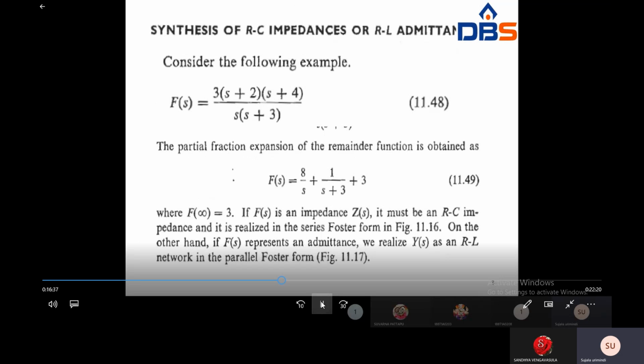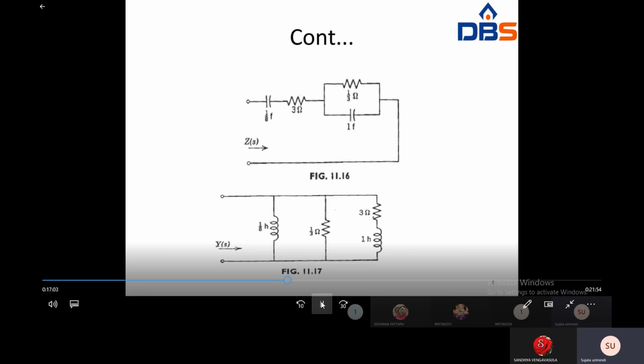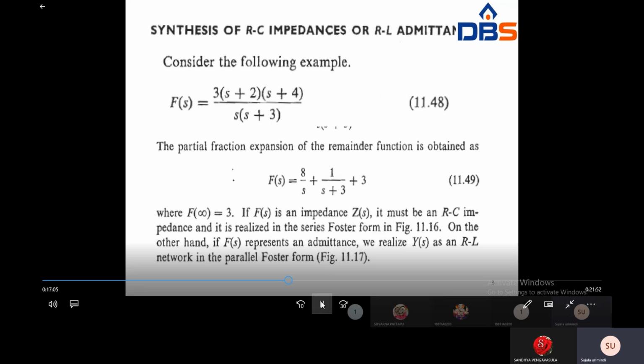So when you take a simple problem, F(s) equal to 3(s+2)(s+4) divided by s(s+3). By using partial fractions, that is A by s plus B by (s+3), first you put s equal to 0 and s equal to minus 3 in this equation, and we get the values of A and B. This is the partial fraction equation. So whenever you get the partial fractions, 8 by s, so 1 by s. So when you come to the 1 by s term, then what have you taken?